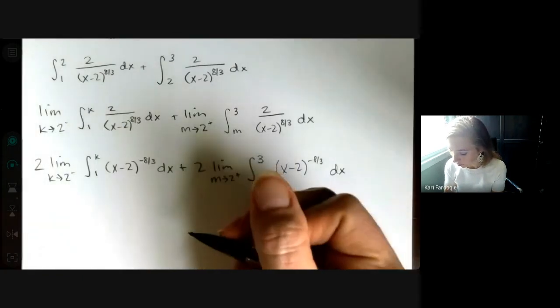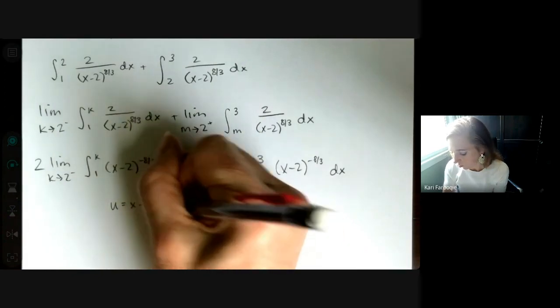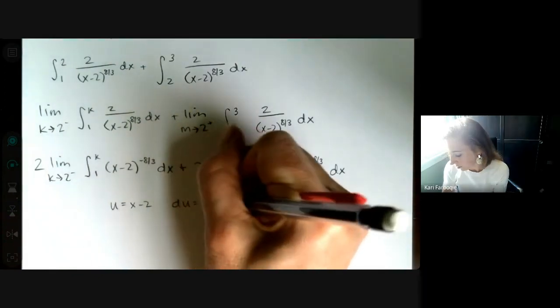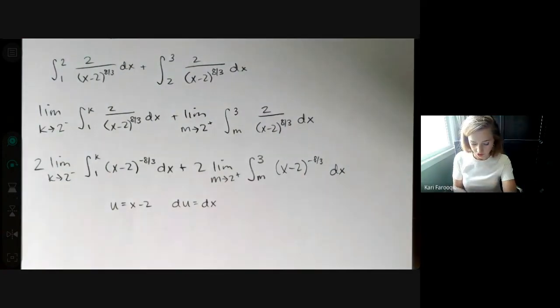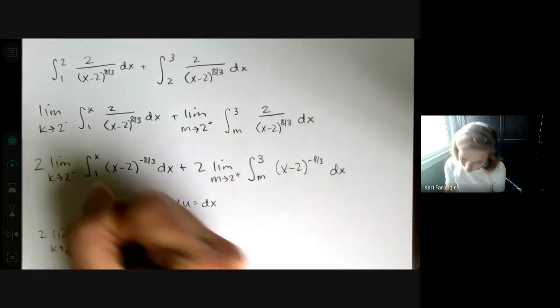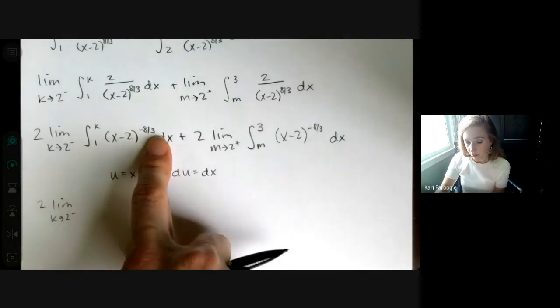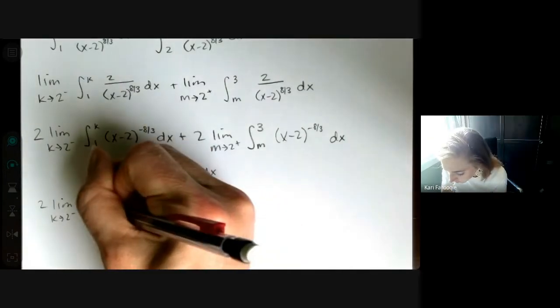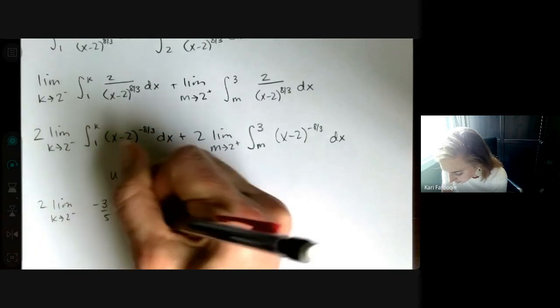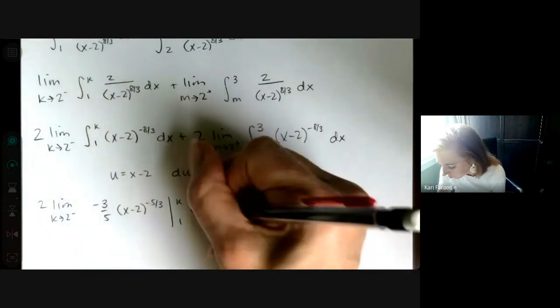Since you're going to be doing a U substitution here, it should be pretty clear that your du is just going to be dx. But remember, if u is x minus 2, du is just going to be dx in this instance. All right, now go ahead and integrate. So we're going to increase the power by 1 and divide by the new exponent. So negative 8/3 plus 3/3 gets you to negative 5/3. And when you divide by the new exponent, you're multiplying by negative 3/5. Don't forget, we're still taking that from 1 to k.